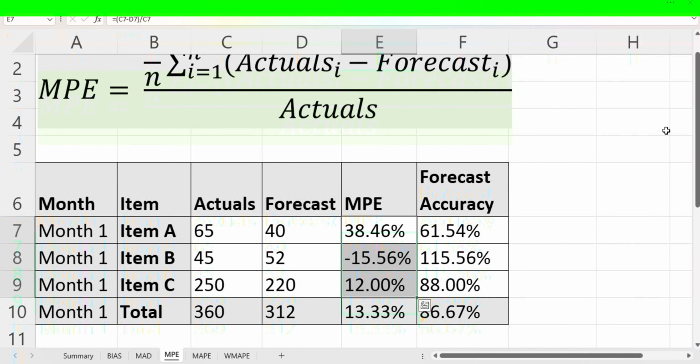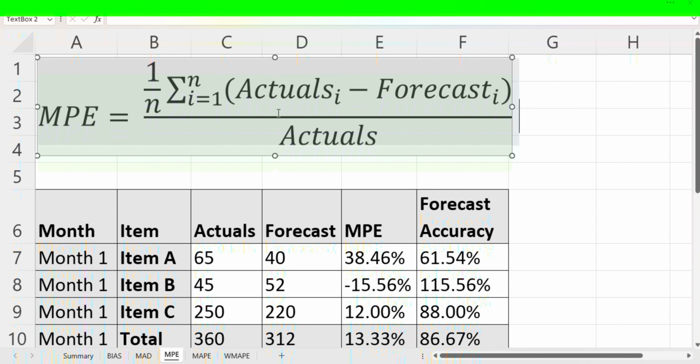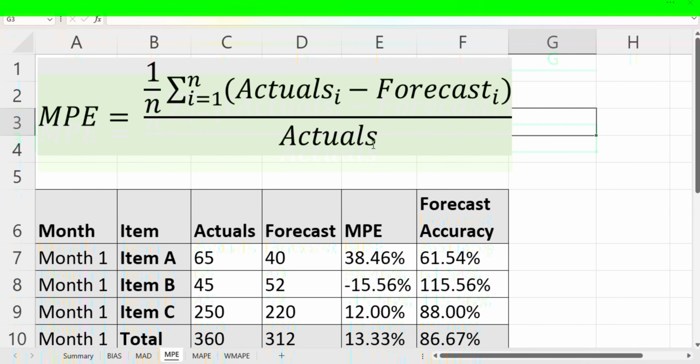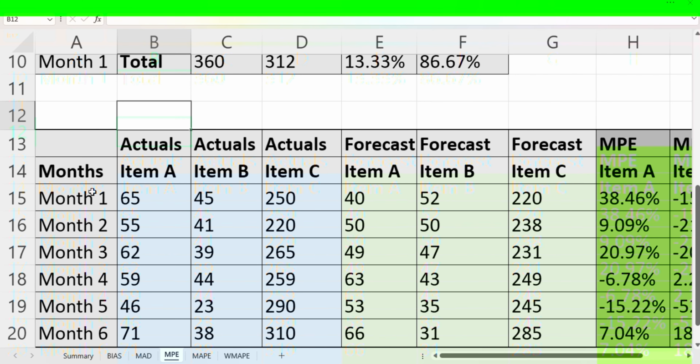So we have MPE, that is mean percentage error. On your screen, see the formula here: actual minus forecast divided by actuals. And I have the table here. I have the actuals and the similar forecast for items A, B, and C. I calculated the MPE for all three items, and I also calculated the forecast accuracy. It's nothing but 1 minus MPE. I used the same formula, C7 minus D7 divided by C7, that is actuals minus forecast divided by actuals. And I calculated the MPE for more than 1 month, month 1 through month 6.